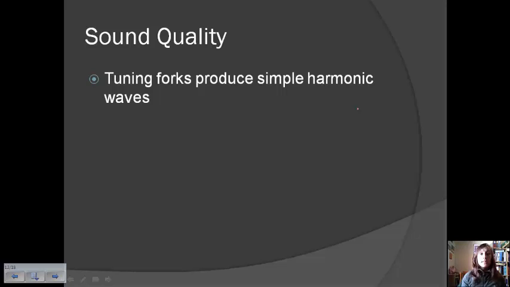Okay, so with all of these instruments, we also want to talk about sound quality. Okay, so tuning forks produce simple harmonic waves.